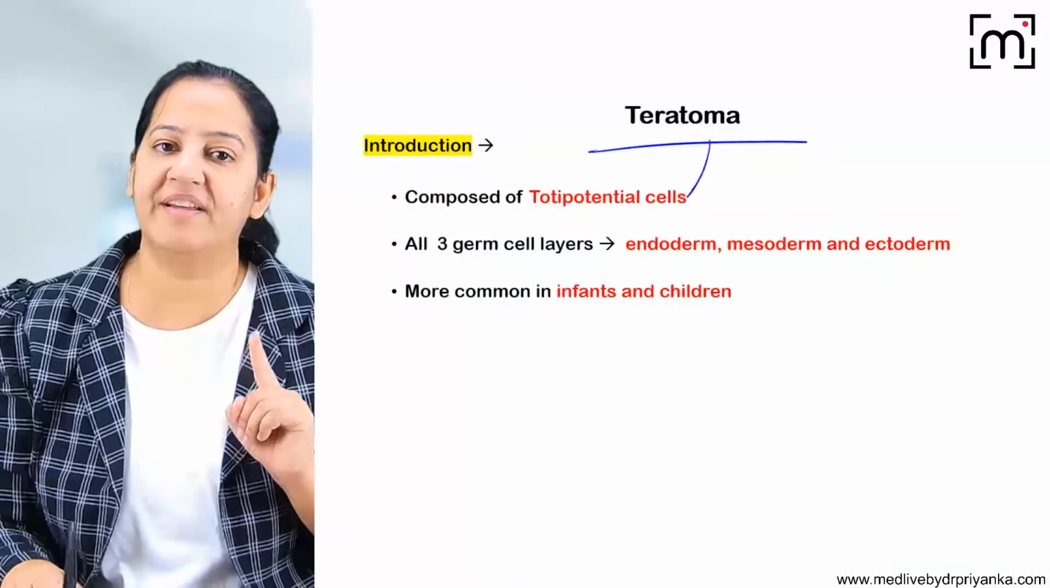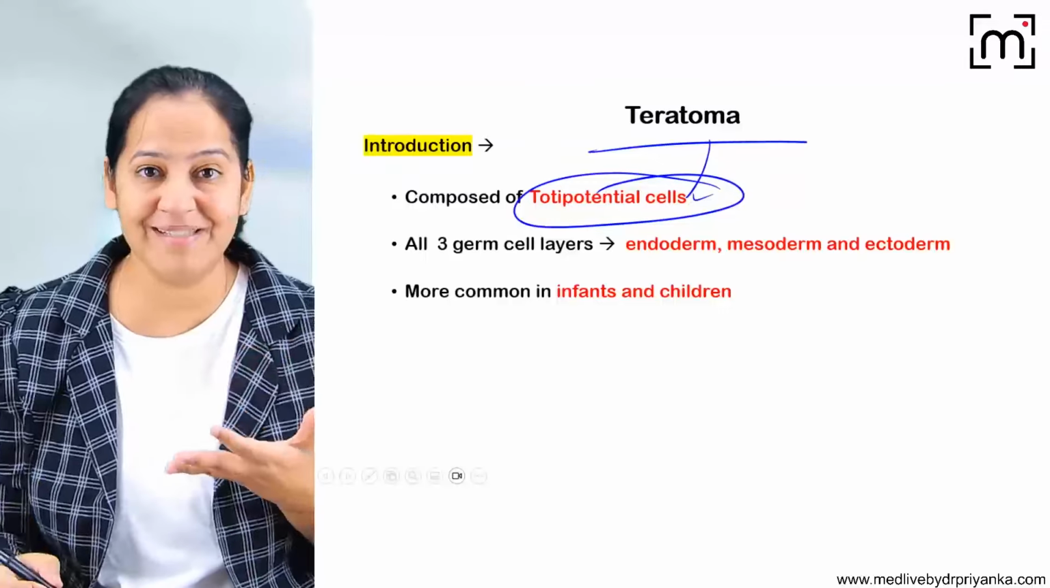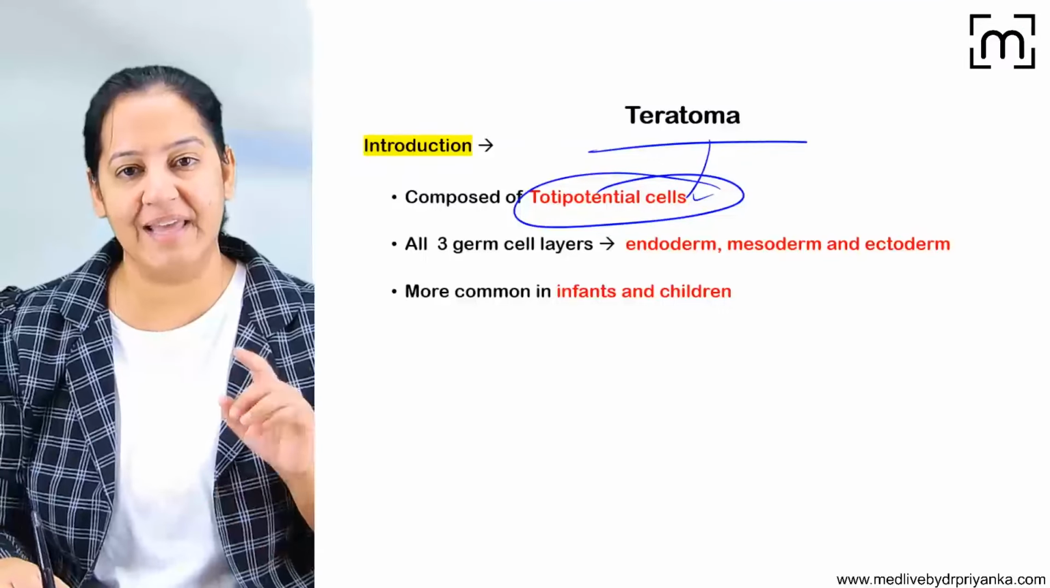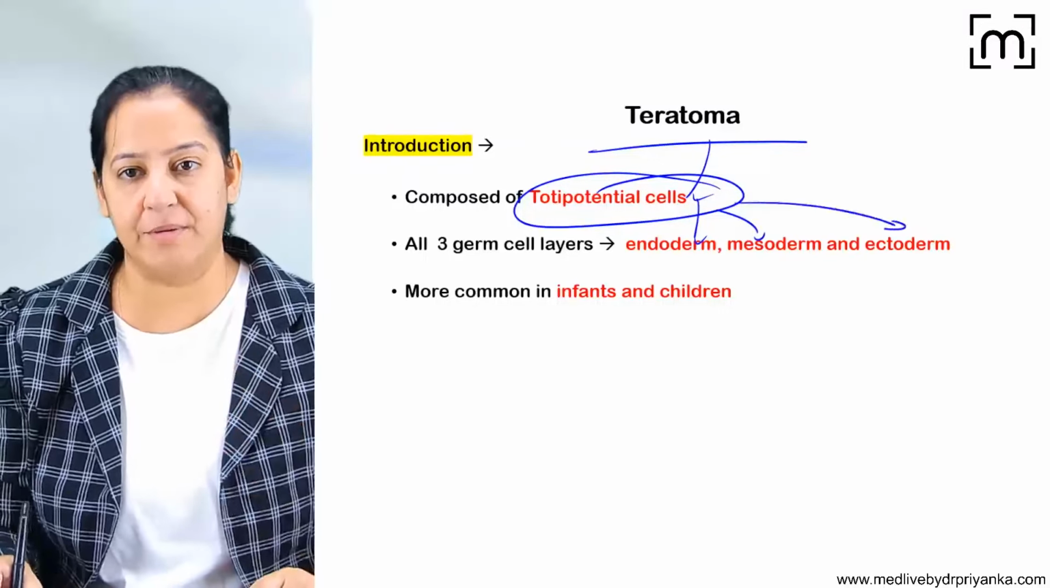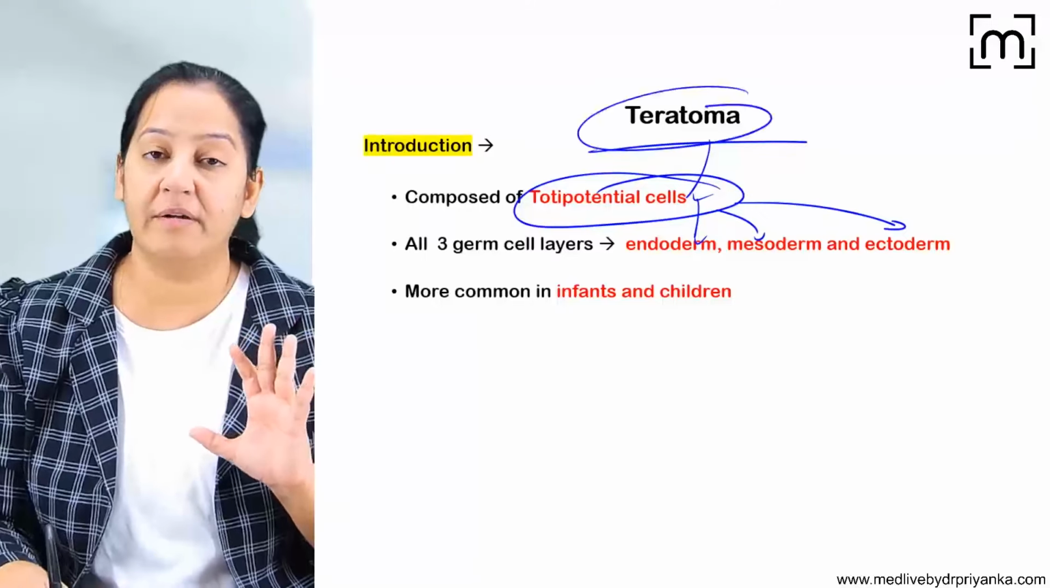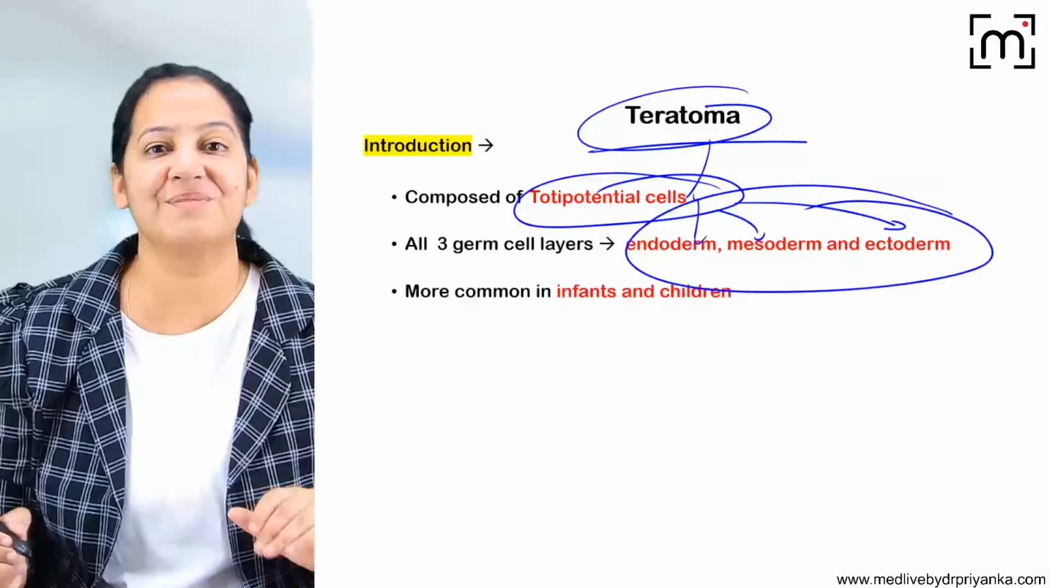Teratoma is a unique tumor. It arises from the totipotent cell. What are totipotent cells? Totipotent cells are undifferentiated cells. They can give rise to ectoderm, mesoderm, or endoderm. So basically, it's a tumor in which all three components of the germ cell are present.